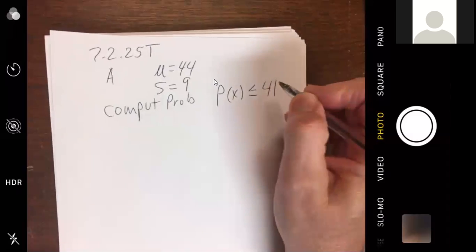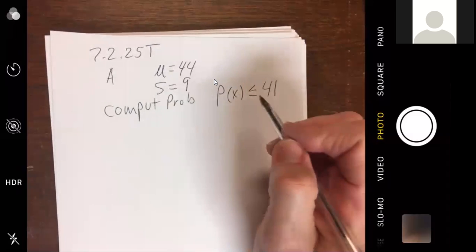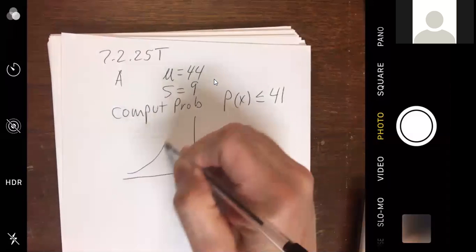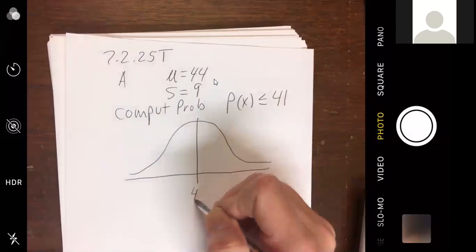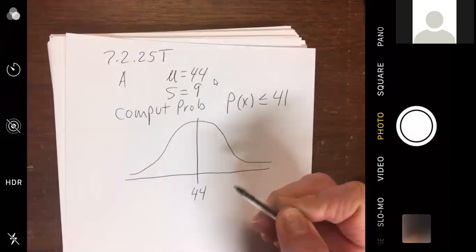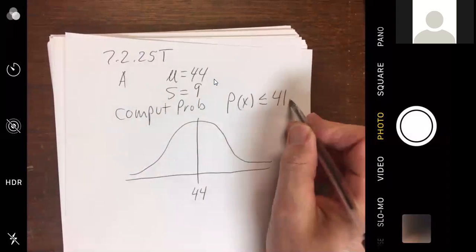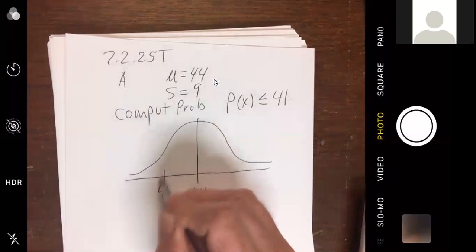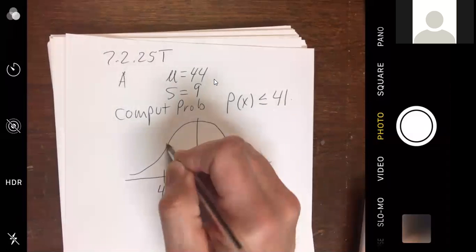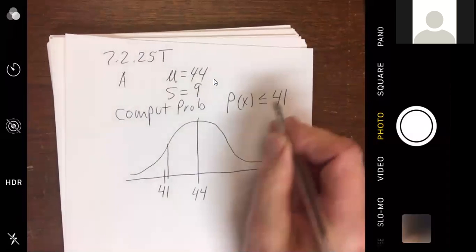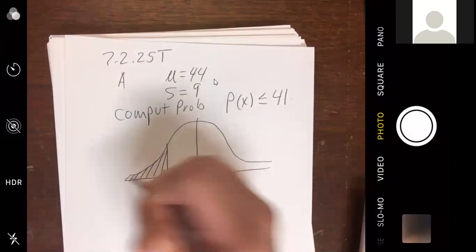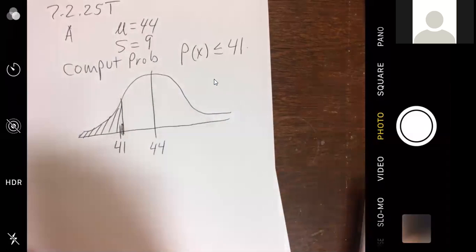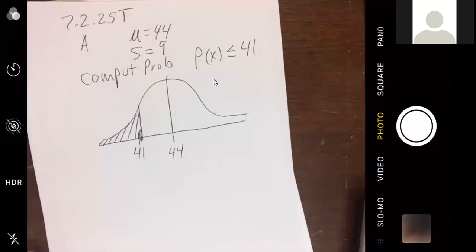Yes. This is the very beginning skills of the word problems. Your mean of 44 would be in the center, and your probability is less than or equal to 41. 41 is less than 44, so it'd be over here, and less than that would shade this way. If they give you a diagram that looks something like this, that's the one you should pick.